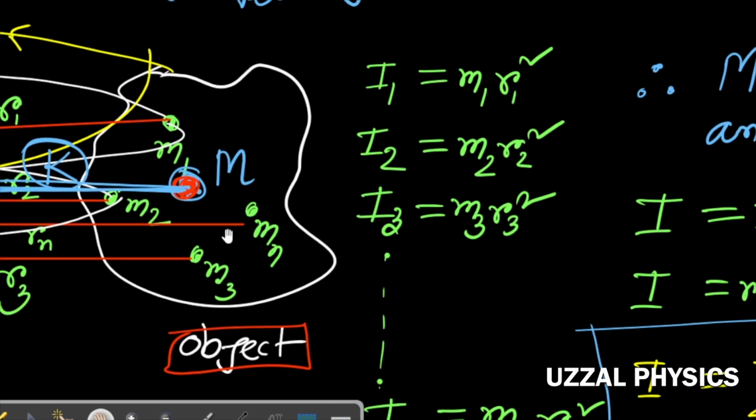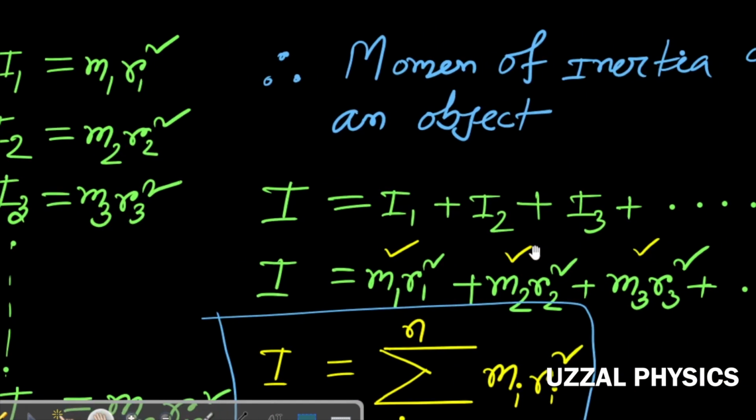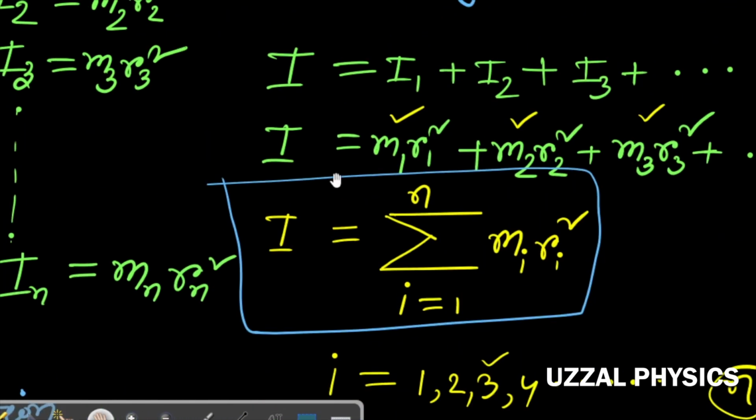At first we try to find the moment of inertia of the particle. As this object is made of a large number of particles, it is very difficult to find the moment of inertia for every single particle. We just assume this object has a number of particles. So if we find the moment of inertia of every single particle, then m1 r1 square plus m2 r2 square plus m3 r3 square, it is very challenging for us. And if we sum the moments of inertia of all the particles, then we get the moment of inertia of the object.